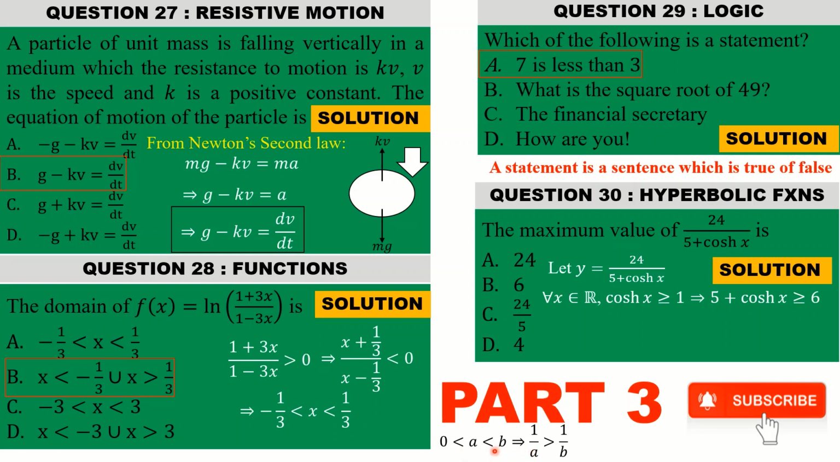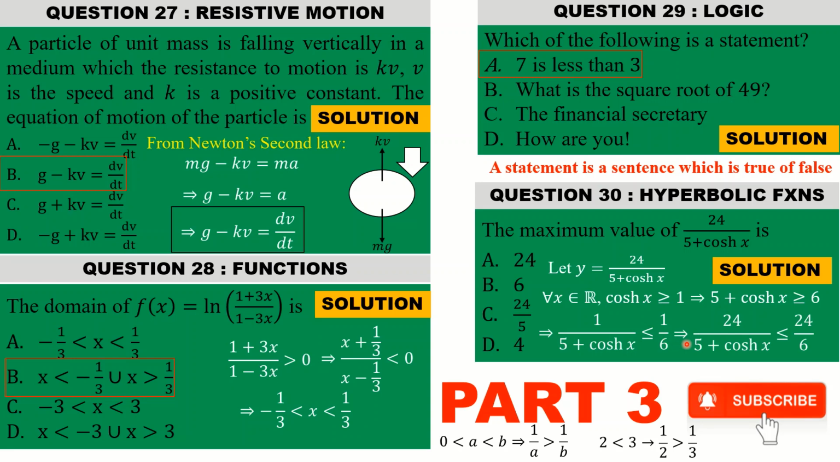The principle says that if I have two numbers that are positive, and let me just say a is less than b, then 1 over a will be greater than 1 over b. For example, 2 is less than 3, then 1 over 2 is greater than 1 over 3. That's what we are seeing. So 5 plus cosh x is greater than or equal to 6. It means 1 over 5 plus cosh x will now be less than or equal to 1 over 6.